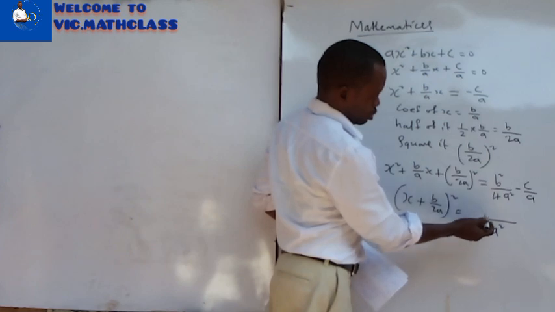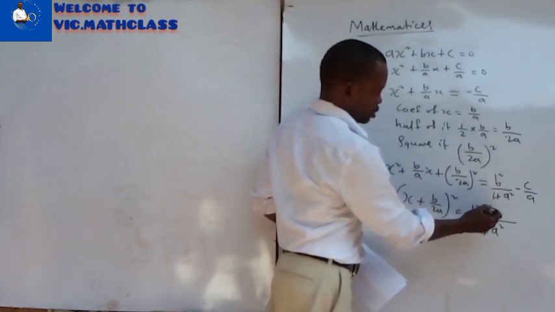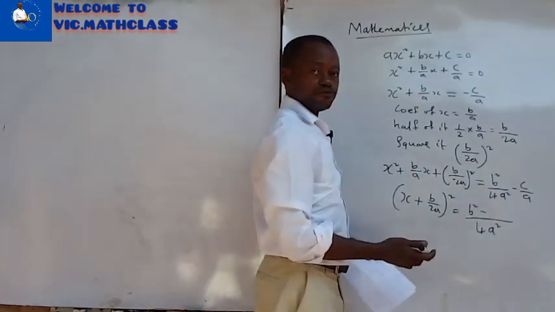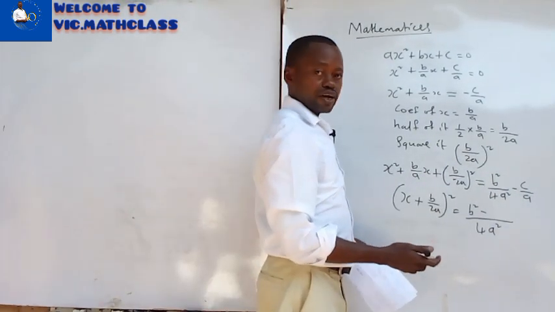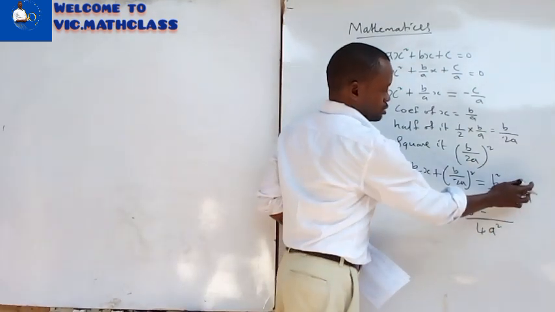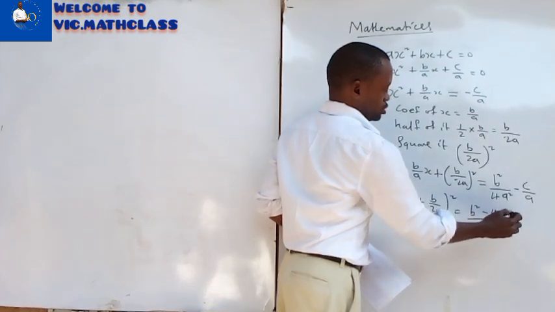So 4a squared divided by 4a squared is 1. 1 times this is b squared, minus a divided by 4a squared is 4a. So we will now times it with c, and we have 4ac.